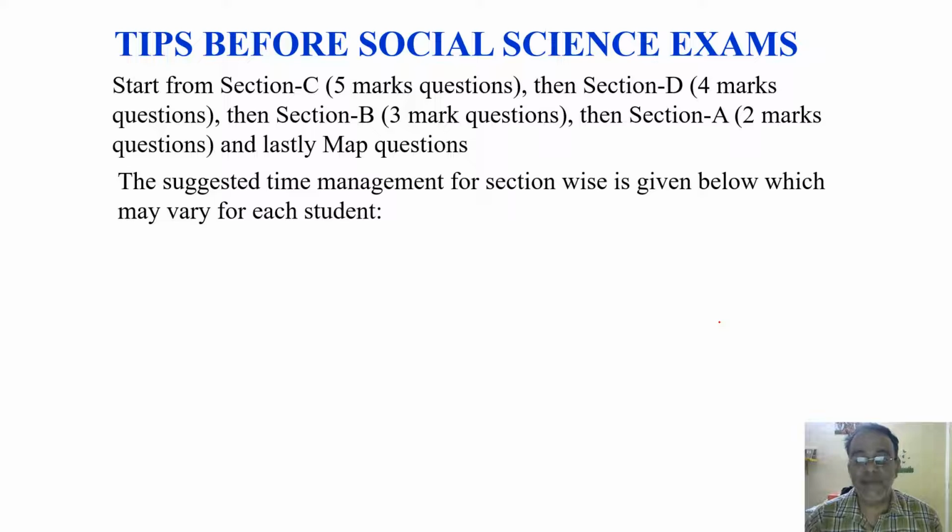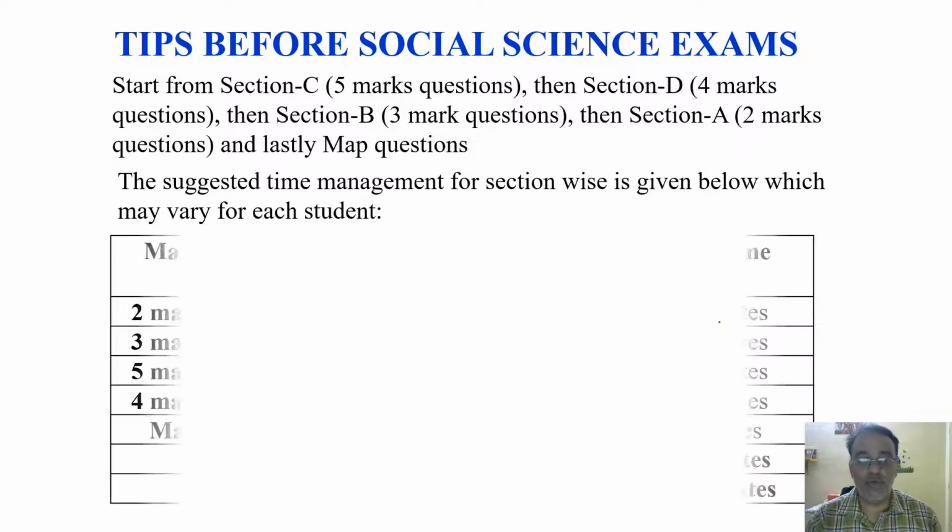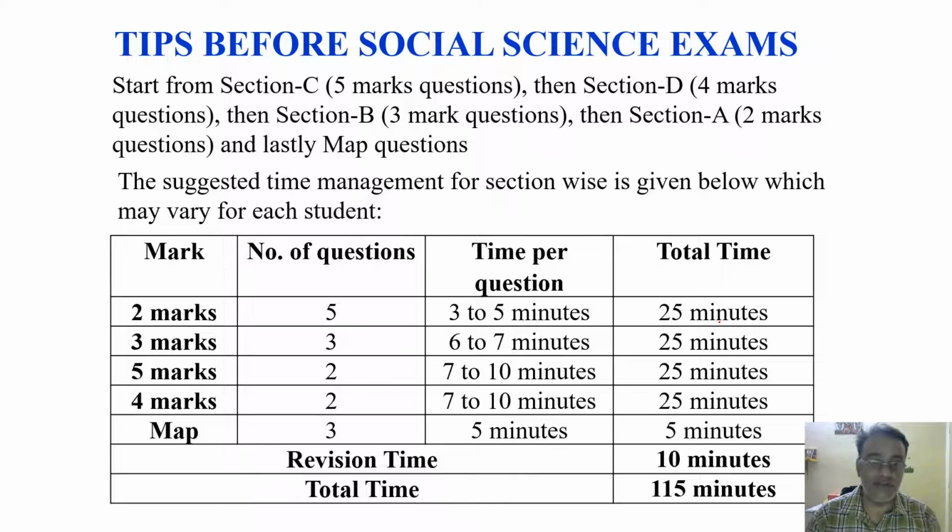And suggested time management for section wise is given below, which may vary from student to student. So first let us start with the 2 marks questions. There are 5 questions, and I suggest 3 to 5 minutes for them, so not more than 25 minutes. For 3 marks questions, only 3 questions are there, so maximum 25 minutes, and there are 2 5 marks questions, so 7 to 10 minutes I suggest, maximum 25 minutes at the most.